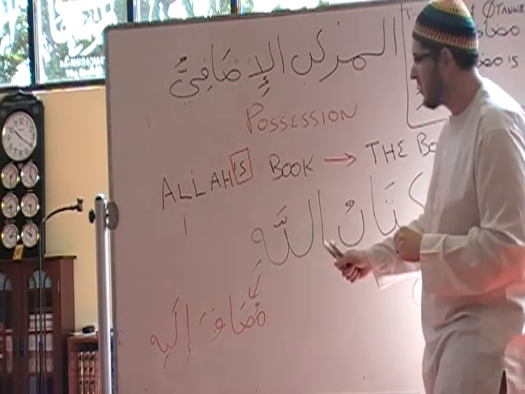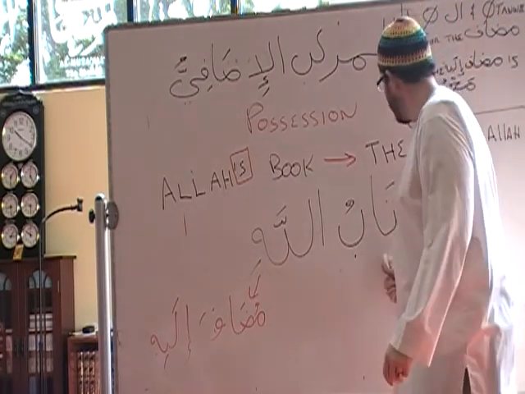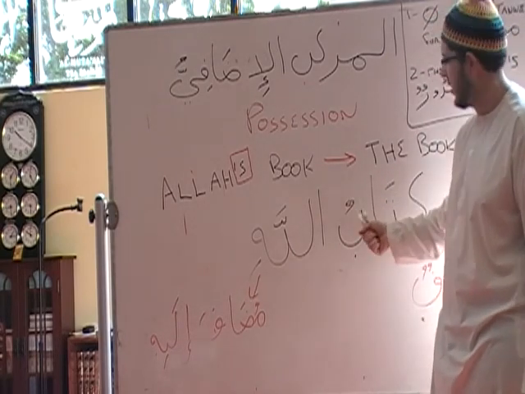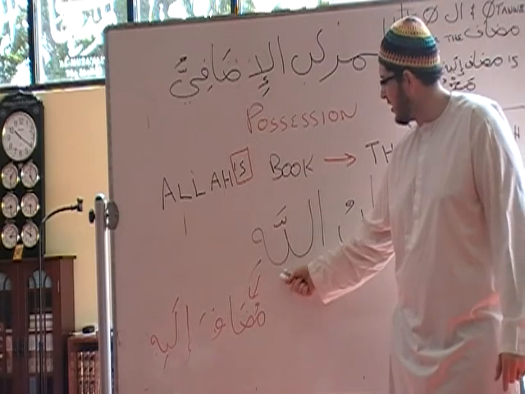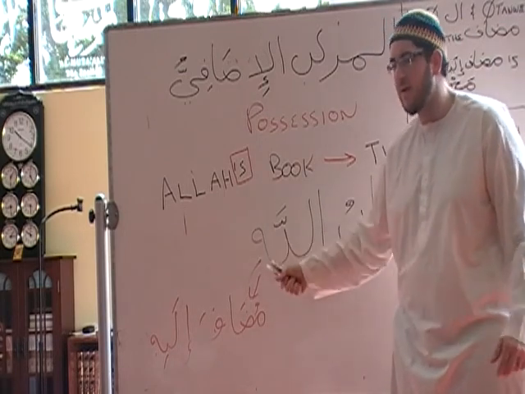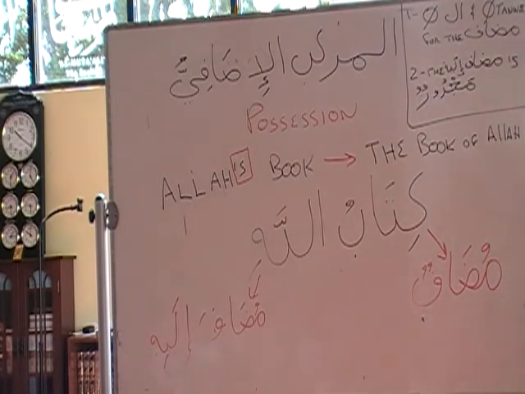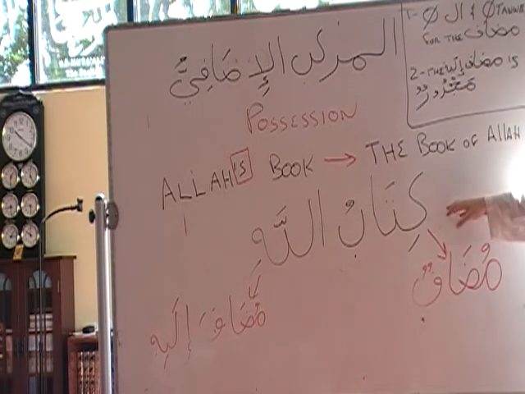So if you see two words together, one word does not have alif lam or tanween, there's a single letter here, and the second word that follows it is in the state of jar, then you have what's known as a possessive compound. And the mudaf ilayh is majroor. These are the only two rules that are required for a word to be in a possessive compound.